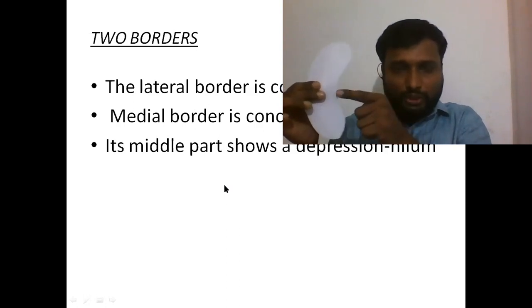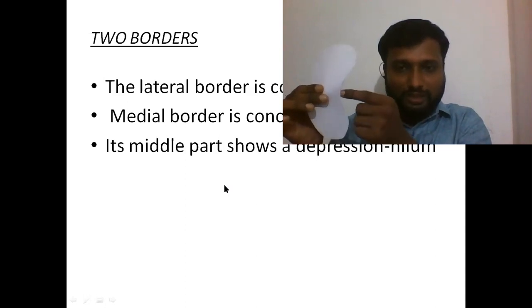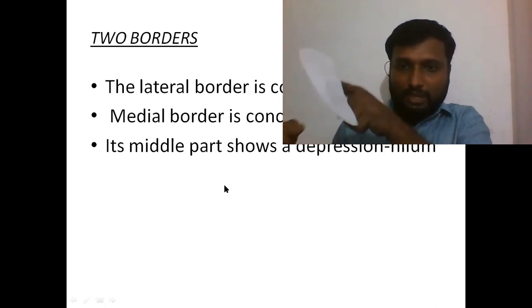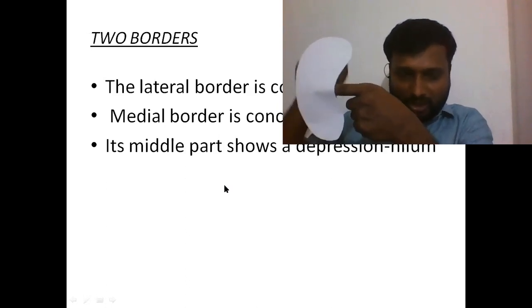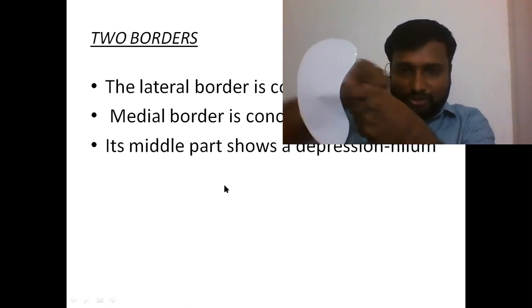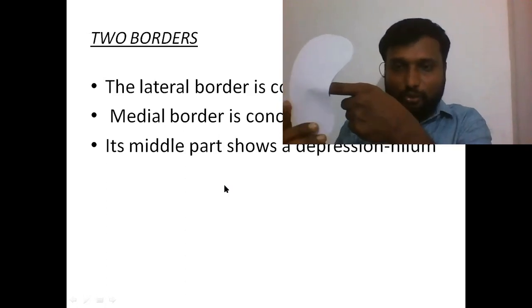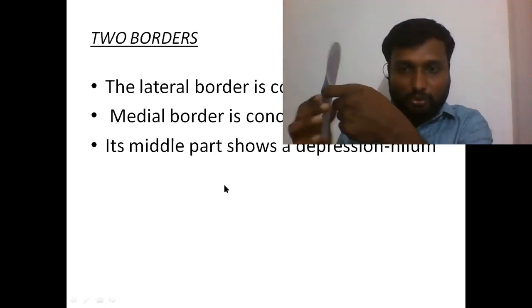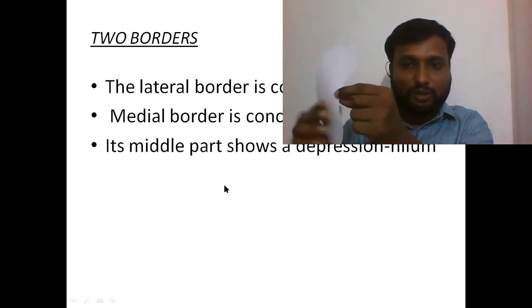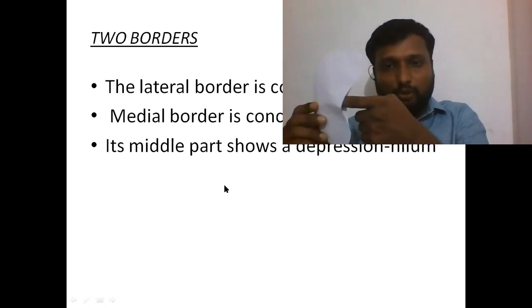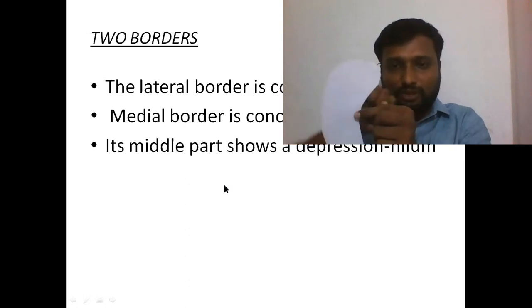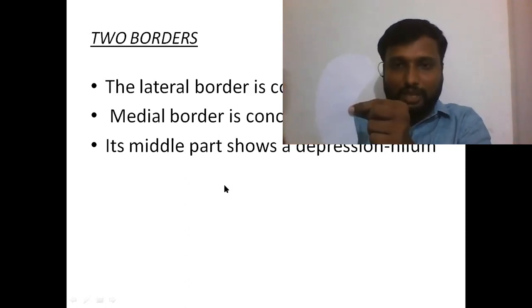The most concave part of this kidney, this medial border, is known as the hilum, through which the structures enter into the kidney, like my finger. Imagine this finger is the renal artery or renal vein. These structures are entering inside the kidney through this depression. So what is this part known as? Hilum. So this most concave part of the medial border is known as the hilum, through which the structures enter into the kidney and leave the kidney. So this part is a hilum.